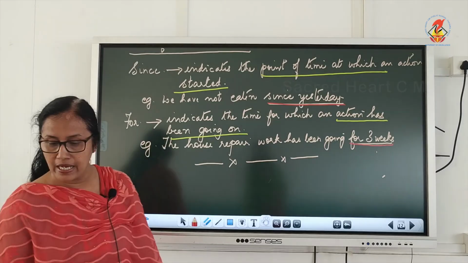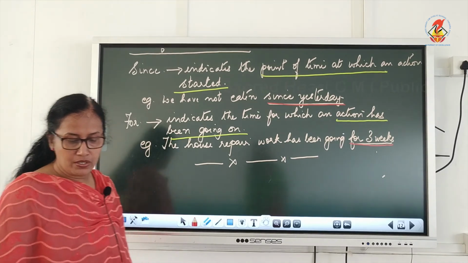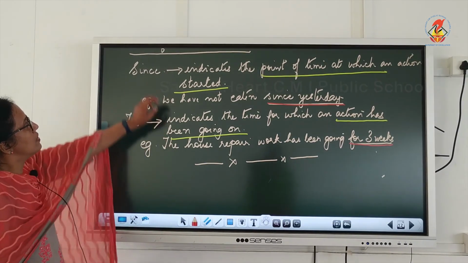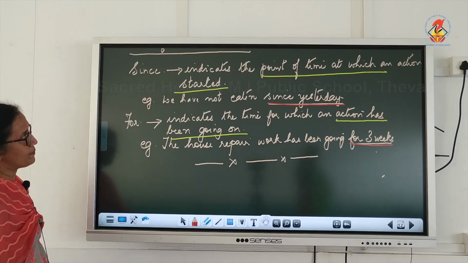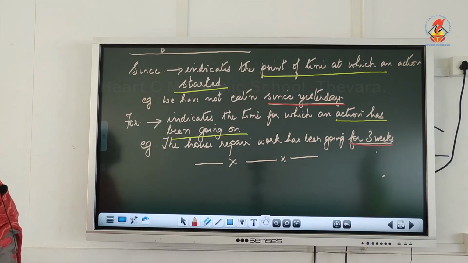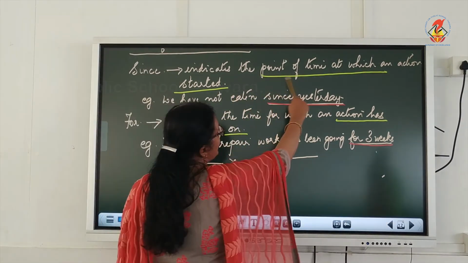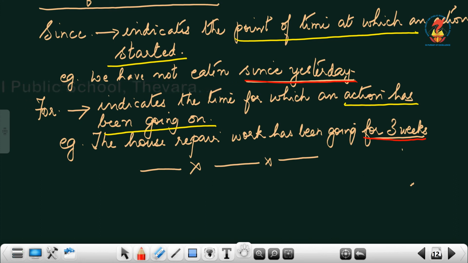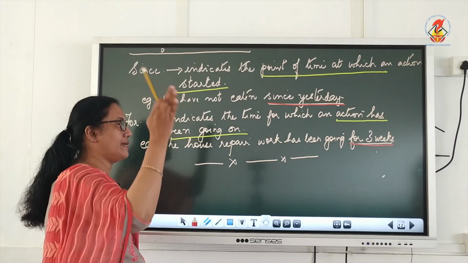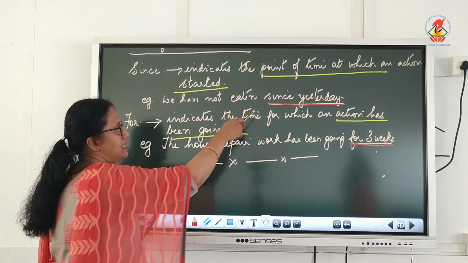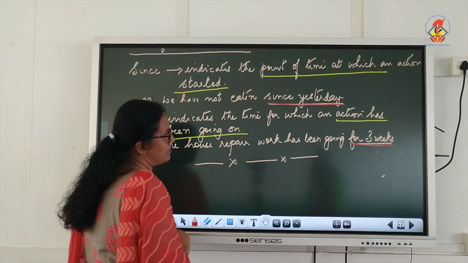Okay, now before that gets over, you have to even know the usage of the words "since" and "for". Now, when are you going to use the word "since"? Since indicates the point of time at which an action started. The time the action starts, that is when you will be using "since". So, we have not eaten since yesterday. From what time has that action started? Since yesterday. So, that is where you will be using "since".